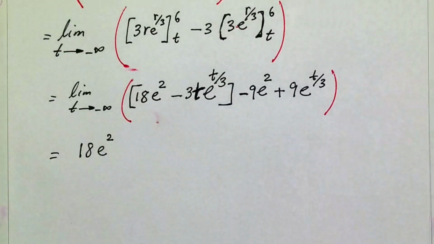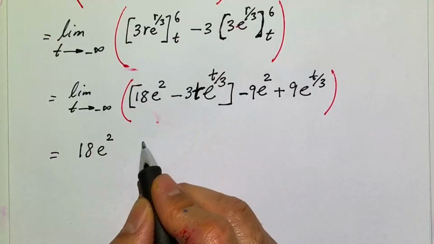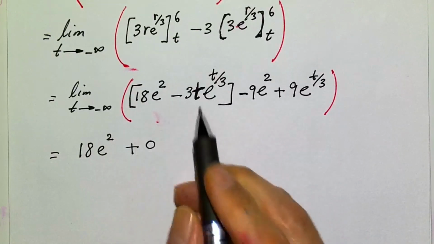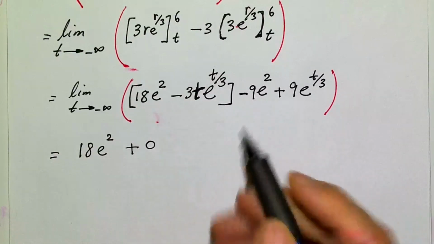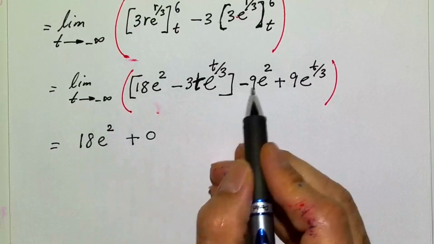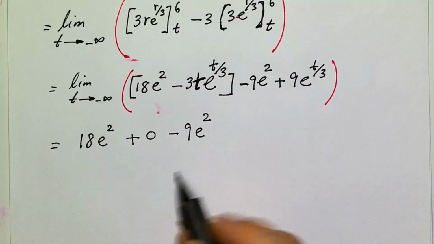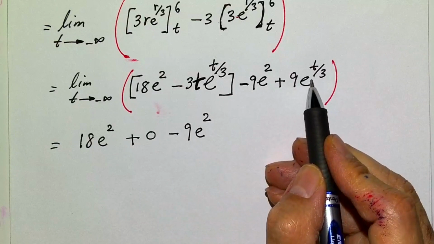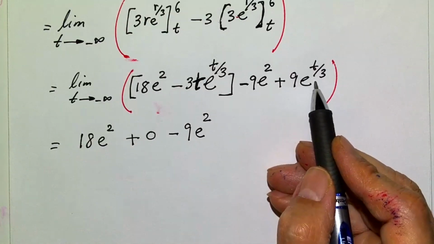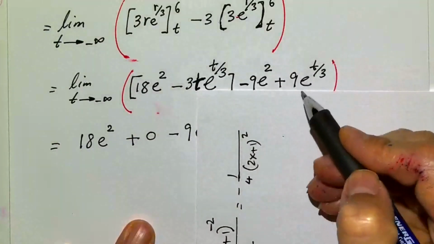Okay, so as we take the limit of this quantity, we'll have minus 0 or positive 0, which makes no difference. And then minus 9, the limit will not affect this, so minus 9e squared. And this one also approaches 0, right? By the same rationale that we used here, except that here we don't even have a t.